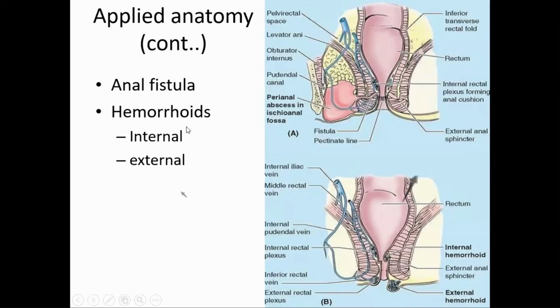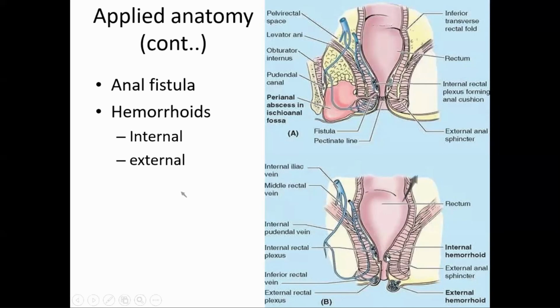Now the hemorrhoids. Hemorrhoids are dilatations of the veins of the lower end of the rectum and the anal canal due to increased portal pressure, or during portal hypertension. The veins get dilated to form hemorrhoids. Hemorrhoids are of two types, internal and external hemorrhoids.